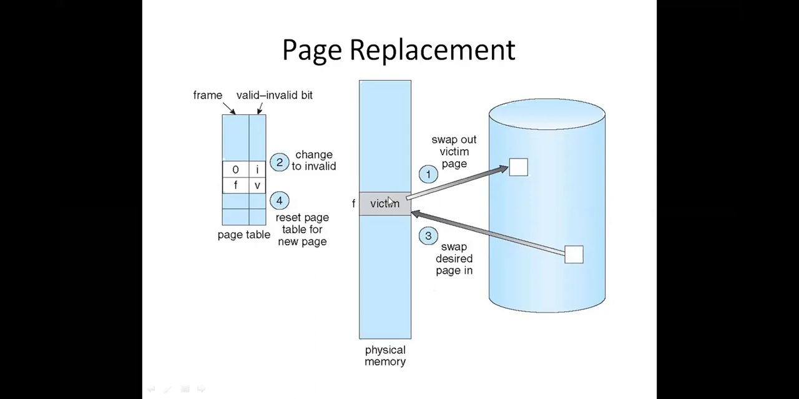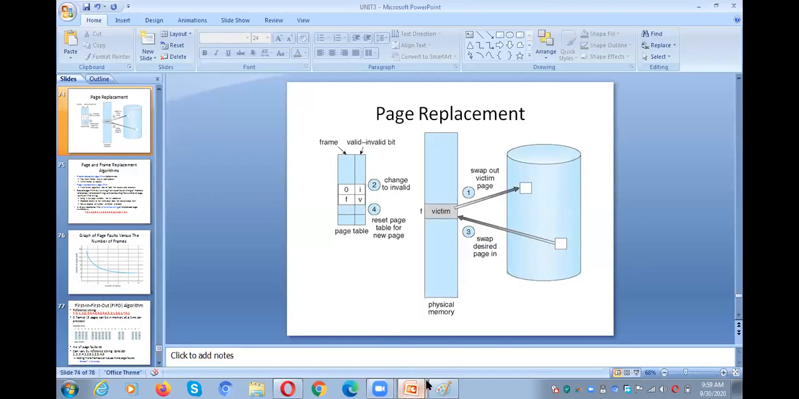So what we have to do: if there is no free frame, the information available in one frame needs to be swapped out to the secondary memory. So this is the victim frame. I select this frame, and the information in this frame will be moved back to the secondary memory. Then it is not in the main memory, right? So we need to change it to invalid. And then we have to swap in the desired page and mark it as valid. So let me explain with Paint.